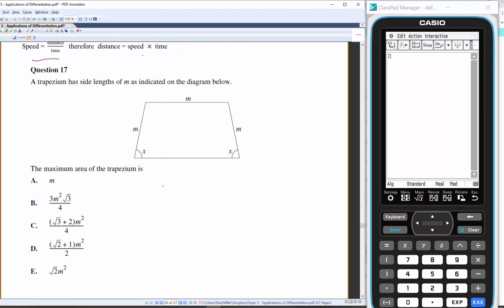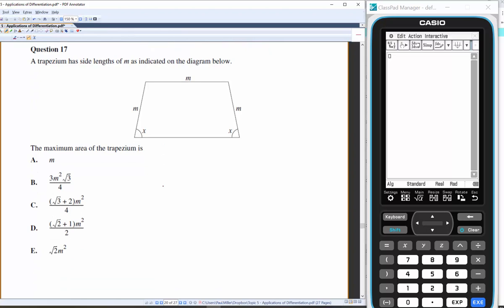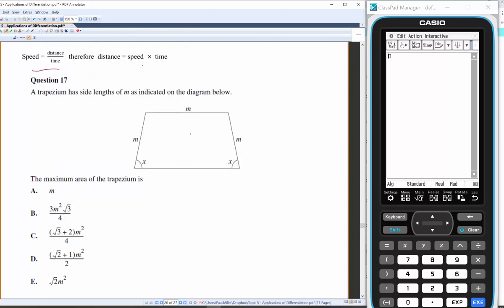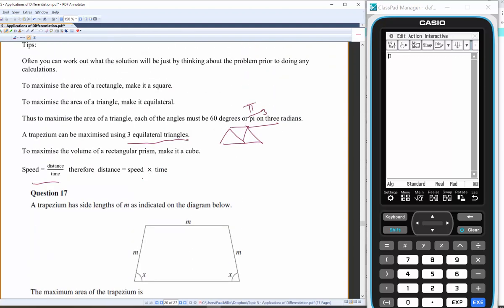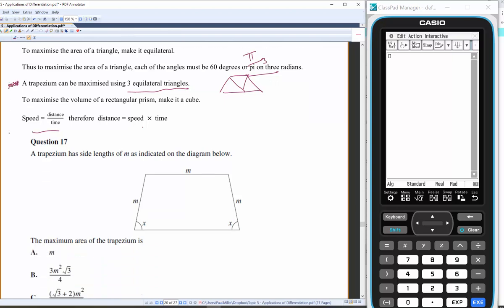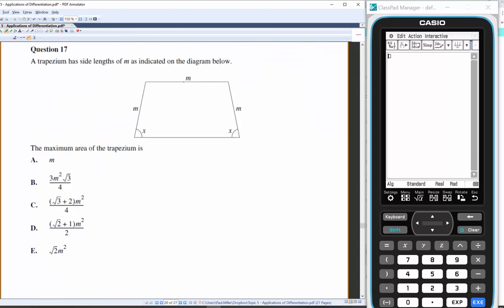This one came up last year from one of my students. It was a really tricky problem. And the way I did it used circular functions, and I had to diff circular functions to get it. But if I had have actually read my own notes, I would have realized that this one here will help me answer this one. So trapezium can be maximized using 3 equilateral triangles. So let's have a look at it.